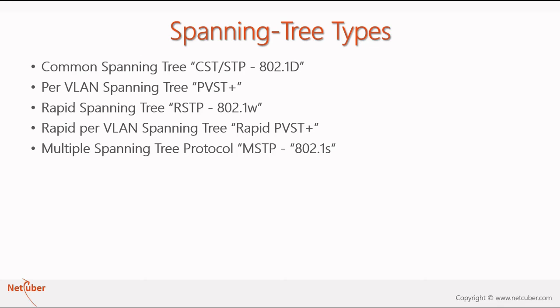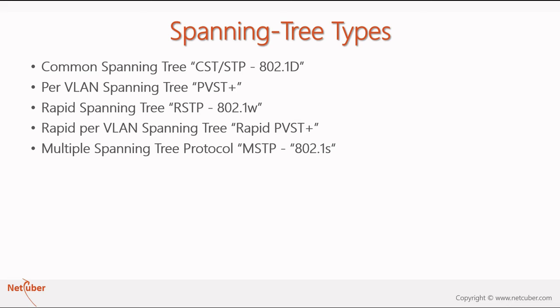So let's go to the rapid one. Rapid spanning tree differs from common spanning tree and per VLAN spanning tree. Compared to common spanning tree, rapid spanning tree does not wait for the forwarding delay. In a scenario where a link failure occurs, it will not go through listening and learning. It goes directly from blocking to forwarding, so we can save some time. That is a benefit we have in rapid spanning tree.